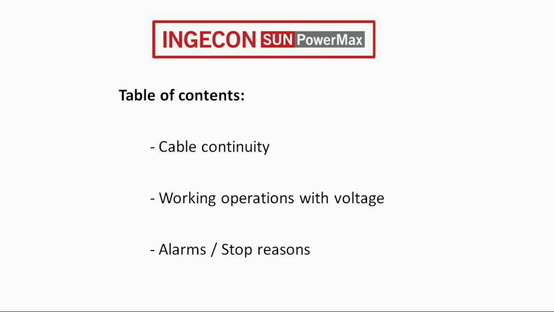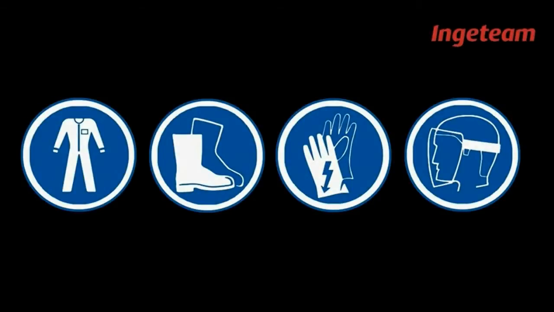Now we're going to talk about working operations with voltage. Sometimes it is necessary to keep voltage in the inverter to do some testing. There are three different voltage sources that we can find in the inverter: the AC side, the DC side, and the auxiliaries. Whenever you have to conduct an operation with voltage, you have to wear electrically safe footwear and workwear, dielectric gloves, and a protection mask.